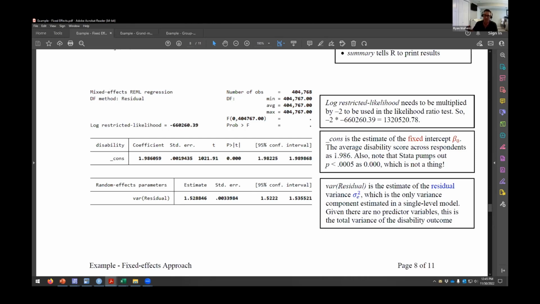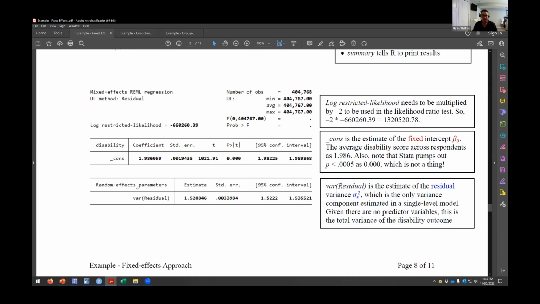SAS definitely puts p less than 0.0001. SPSS, I think, does the same thing. Never put p equals 0 for a continuous sampling distribution, such as t, chi-square, F, etc. That is not a thing. Whatever your threshold is, p less than 0.05, or if you want to go p less than 0.001, that's going to be a more correct way to do this. Again, zero p-values, not a thing.